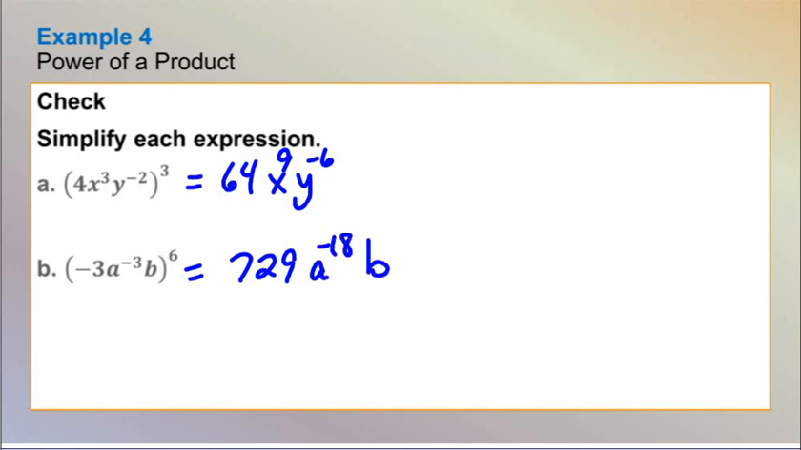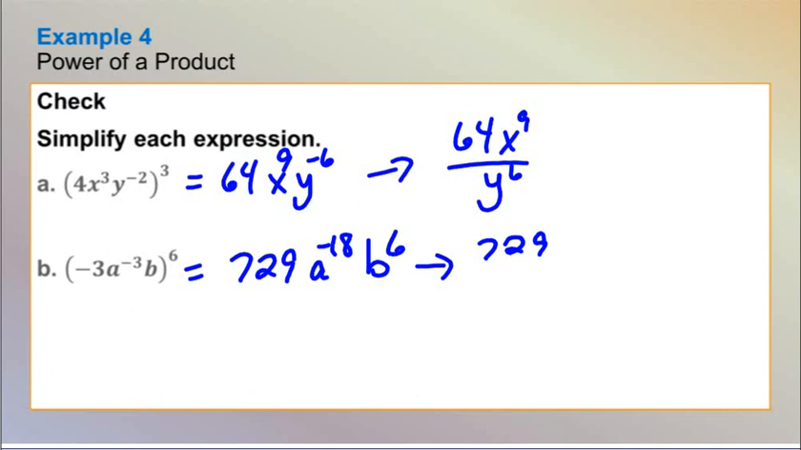to the 6th power. Now, if you really want to simplify both of these, this would be 64 x to the 9th all over y to the 6th. And this one would be 729 b to the 6th all over a to the 18th. But there'll be a lesson later on dealing with negative exponents.